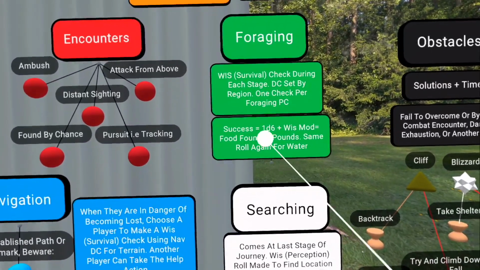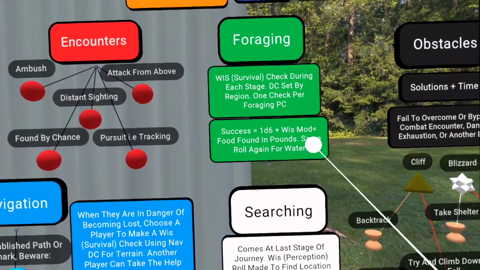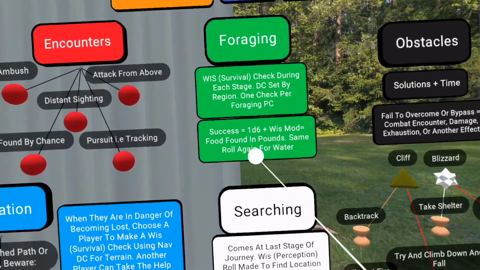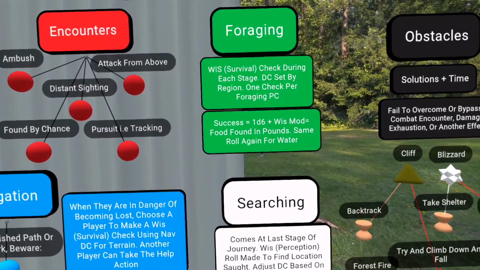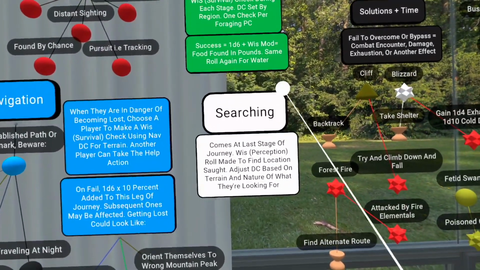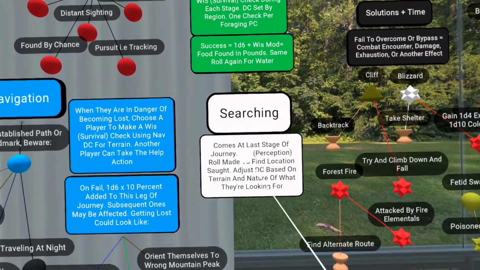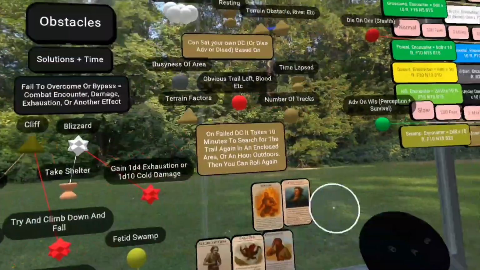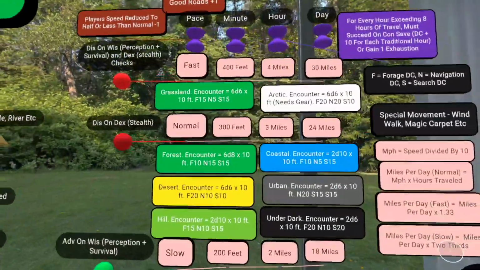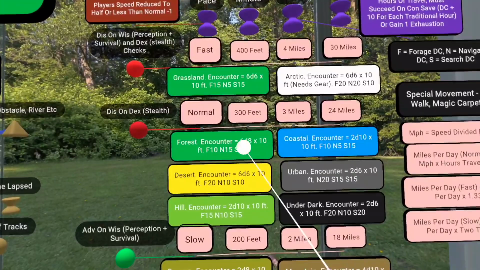And then it's showing you here that success means you roll a 1d6 and add your wisdom modifier, and then you can determine how much food you find in pounds. This is showing you searching, for the last stage of the journey when you're actually searching for the quest objective. Again, that information is over here and it depends on the particular location you're in. It's the S factor here.